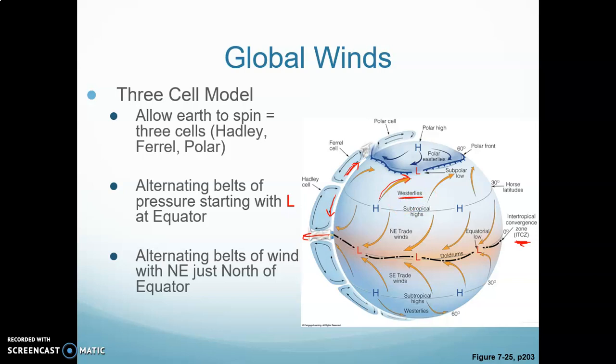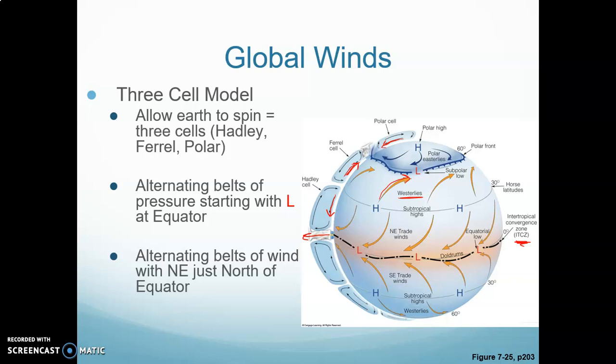Note how a lot of the major weather patterns that we have in the United States move from west to east. This is precisely why, because they follow the westerlies. Now, the polar cell, you've got winds going from the poles towards the 60-degree latitude line.